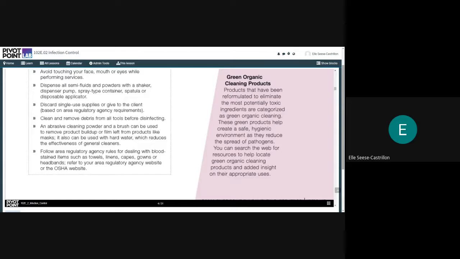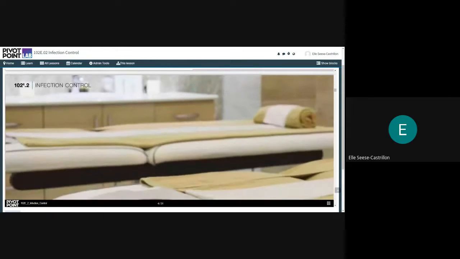So cleaning products that are considered green or organic. Products that have been reformulated to eliminate most potentially toxic ingredients are categorized as green organic cleaning. These green products help create a safe, hygienic environment as they reduce the spread of pathogens or germs. You can search the web for resources to help locate green organic cleaning products, as well as added insight on the appropriate uses for those products.